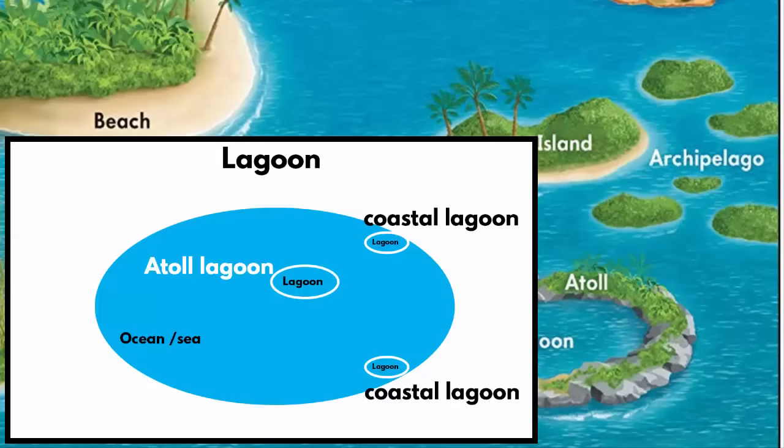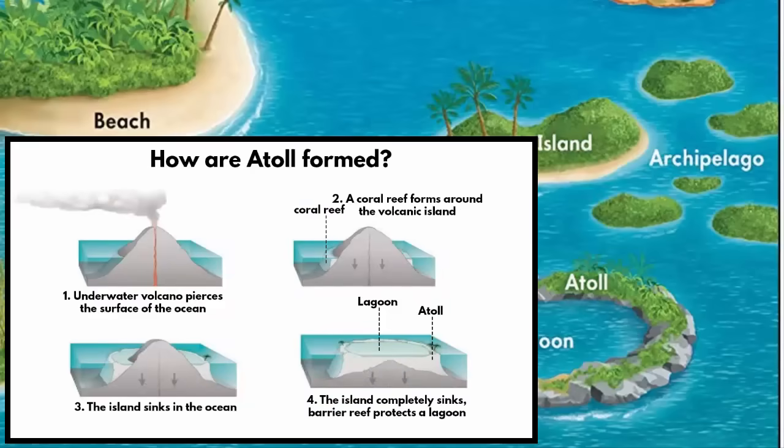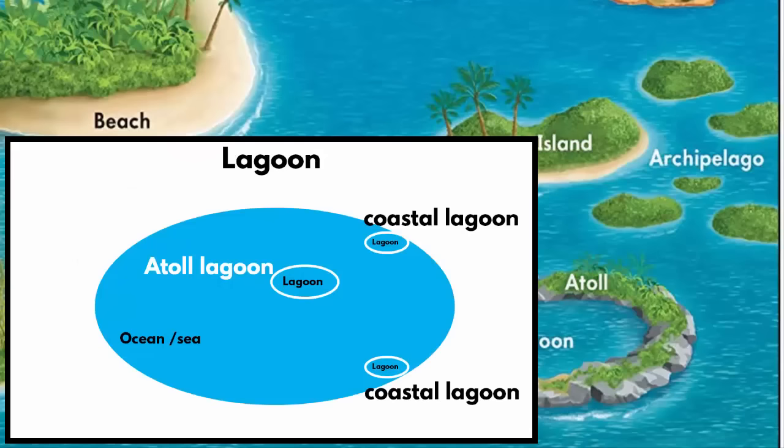Lagoons are of two types. In the previous point we learned about atoll. At the center of an atoll you will find a lagoon, and this type of lagoon is called an atoll lagoon. However, lagoons can also occur near coastlines.